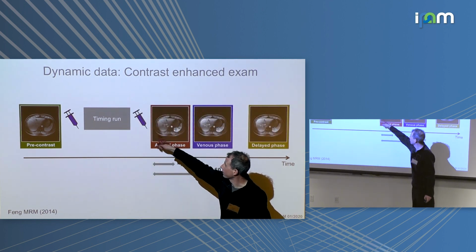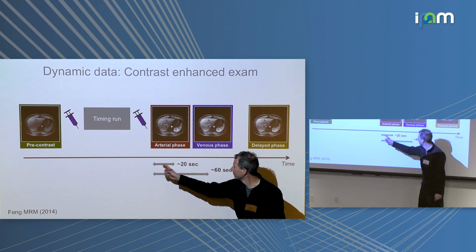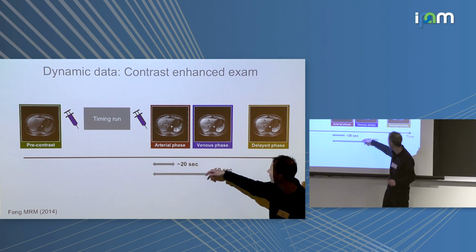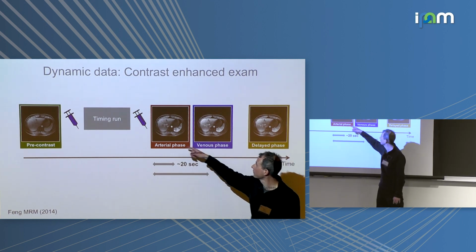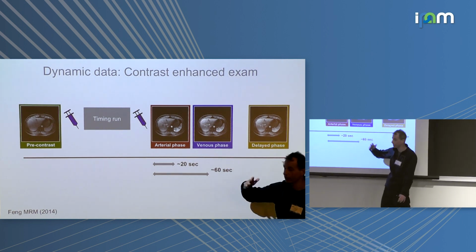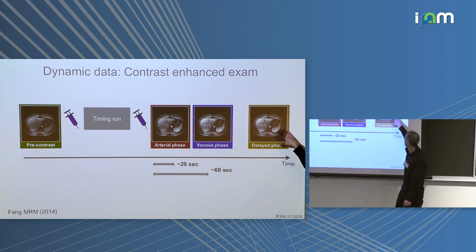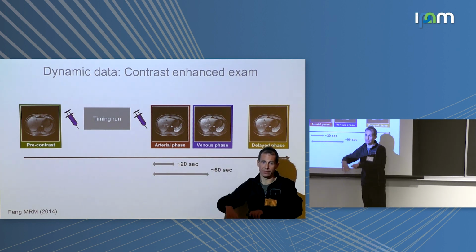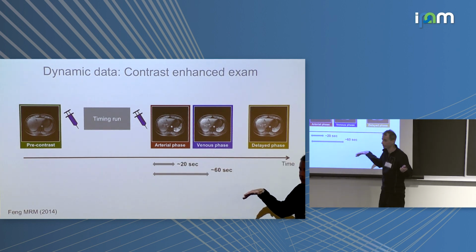And then you inject the contrast, and after a certain fixed time delay, let's say 20 seconds, 60 seconds, you do a couple of phases. This is the phase where the contrast agent is in the arterial system. This is the phase where it's in the venous system. And then maybe one in the end. And obviously, if you mess up this timing, then the whole exam is essentially screwed up.